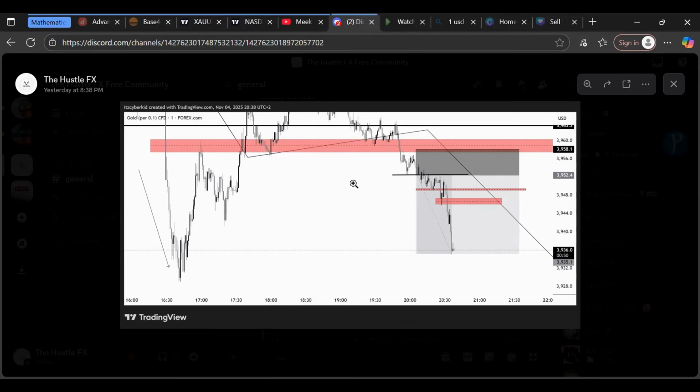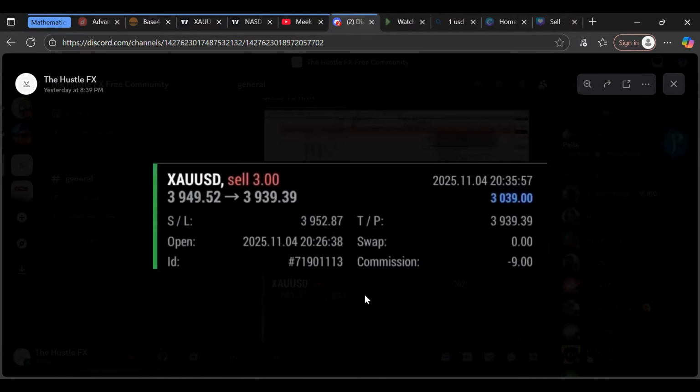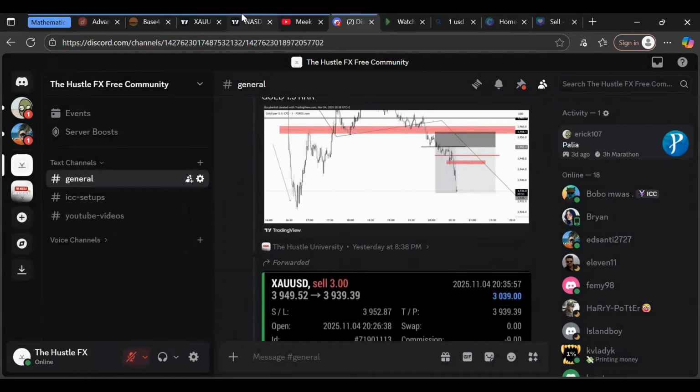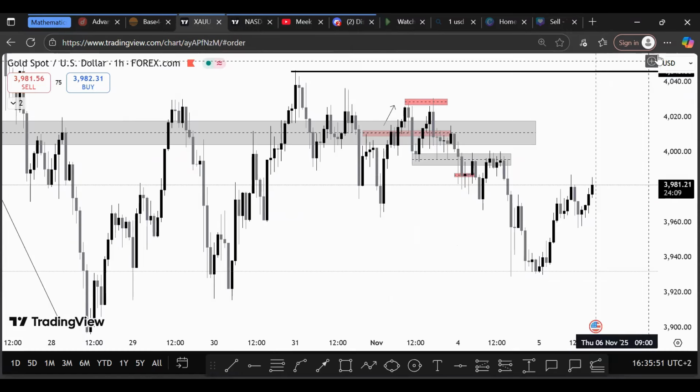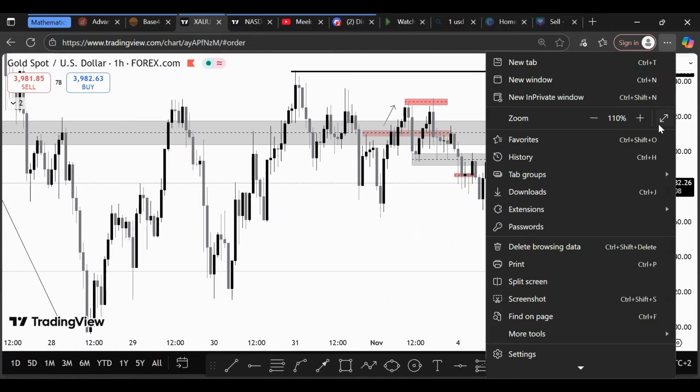So with that being said, I made $300, I mean $3,000, as you can see out of this trade. It was just a 9 points move, and I made $3,000 off of it. So we're going to jump right into that.